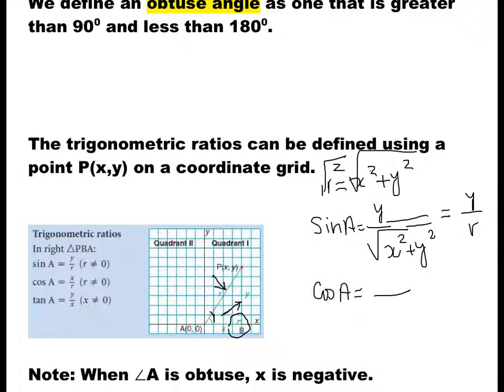Now, the same way, what is cos A? By definition, cos is adjacent over hypotenuse. Now, adjacent to this angle is this guy, which is your X, because remember, this one is the X coordinate of point P. So it's going to be X divided by hypotenuse. Hypotenuse is R, which is the square root of X squared plus Y squared. So I can write that cos is X divided by R, which is equal to X divided by the square root of X squared plus Y squared. Okay?